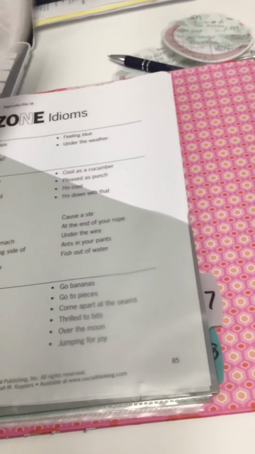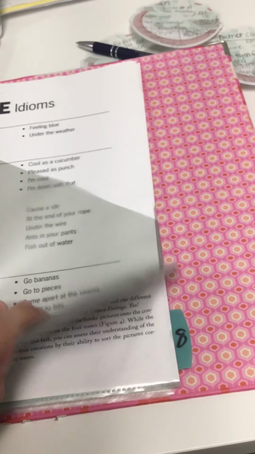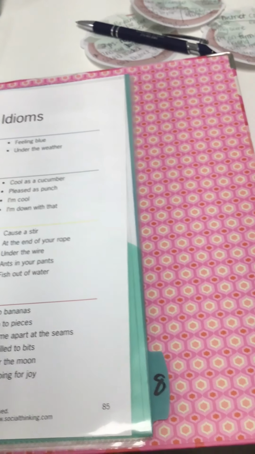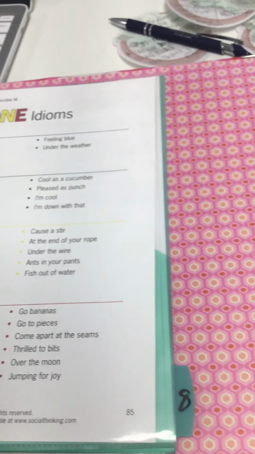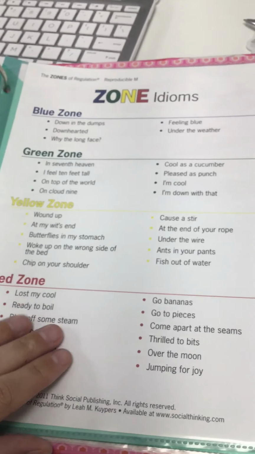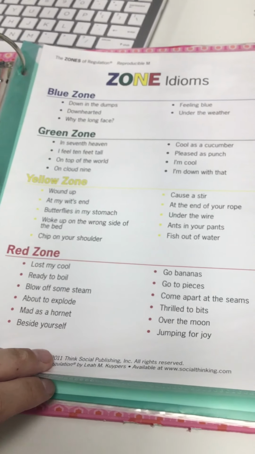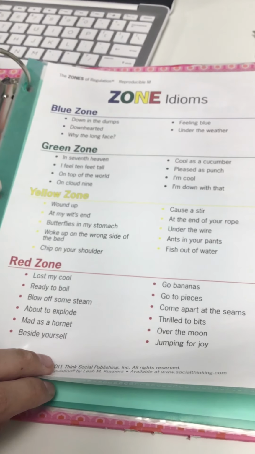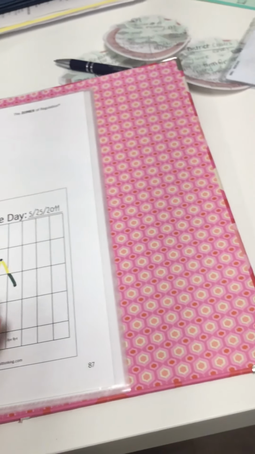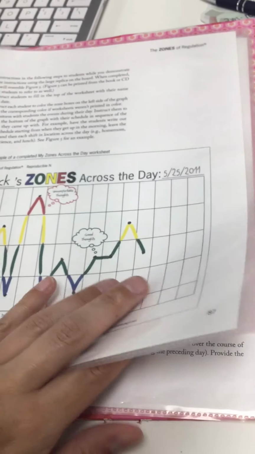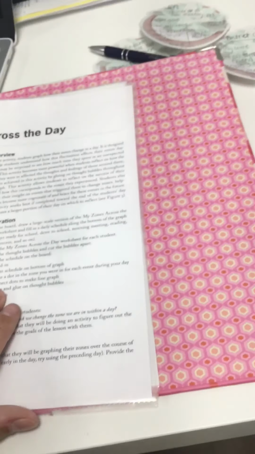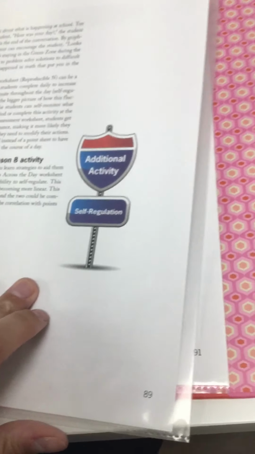Then we get into the tools there too. So there'll be some different tools in here also. And this is a helpful idiom page. Sometimes kids with figurative language difficulties may hear different phrases, and this has some that would be helpful for the different zones. And then you can also have a tracking sheet. If you have a parent that's really on top of it, or a higher functioning kid that can track, they can track their zones across the days.